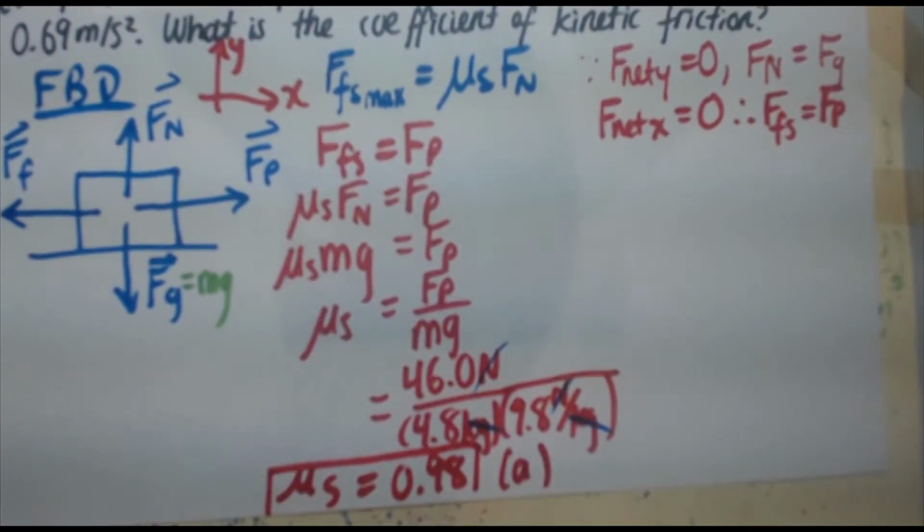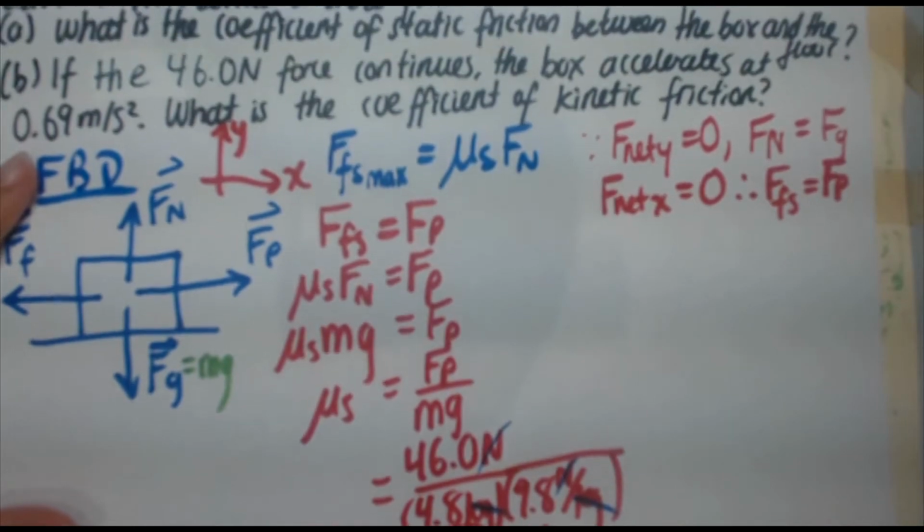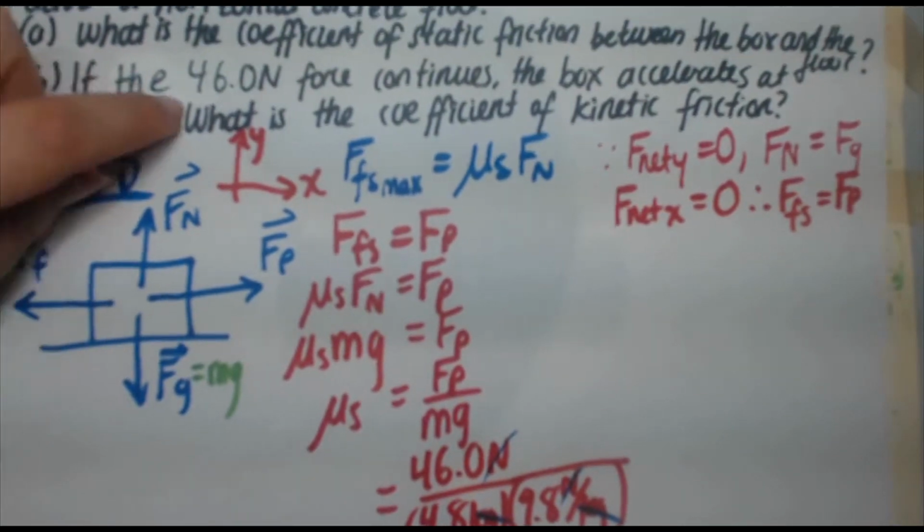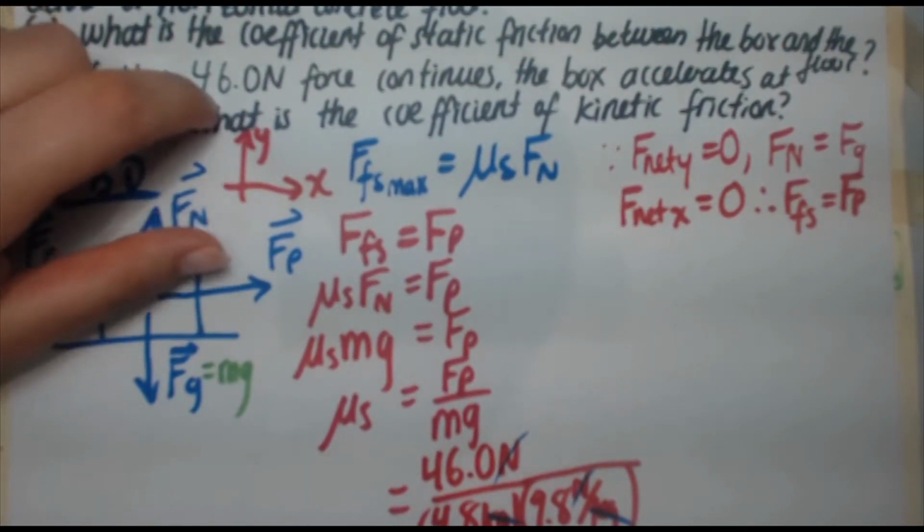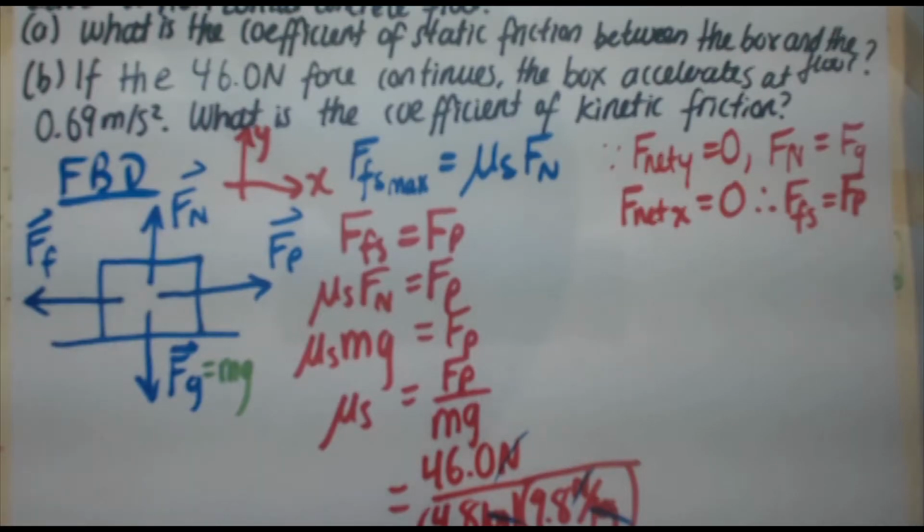Something less than 1. Okay, so that takes care of part A. And now it's time for part B, but part B is actually quite similar. Okay, so now this 46 Newton force continues, right? And we know that maximum static friction is greater than kinetic friction.